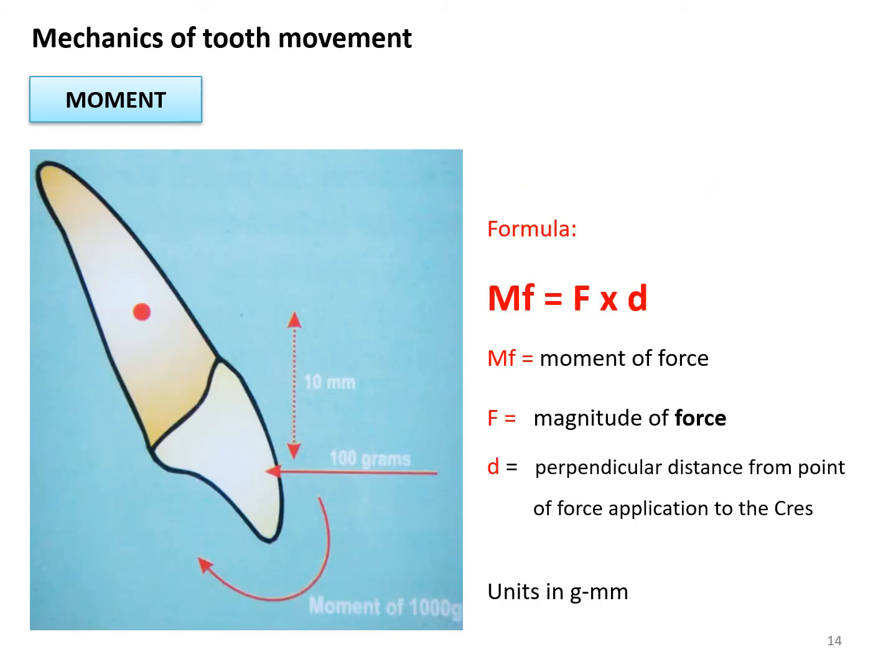So how do you measure moment of force? You can use a formula wherein you multiply magnitude of force by the perpendicular distance from point of force application to the center of resistance. So when you multiply these two, it will give you the moment of force, which is expressed in gram millimeter.